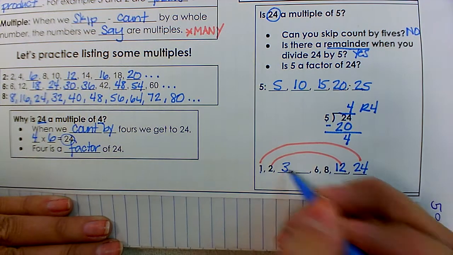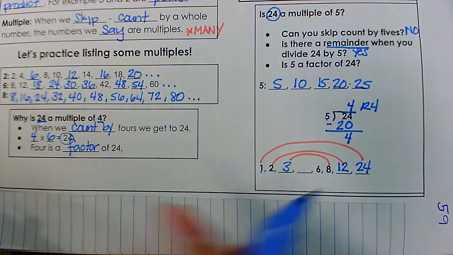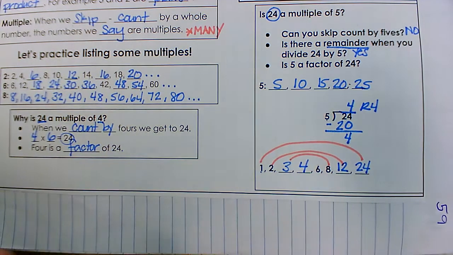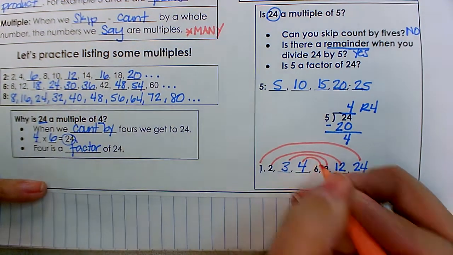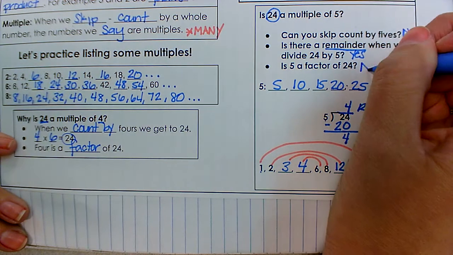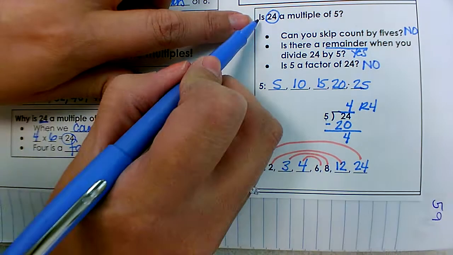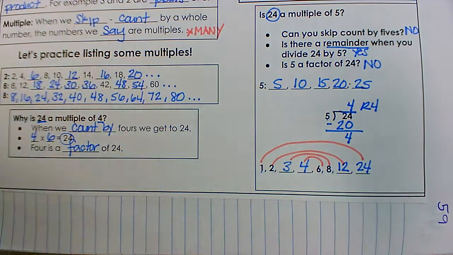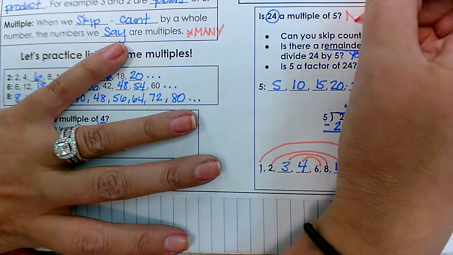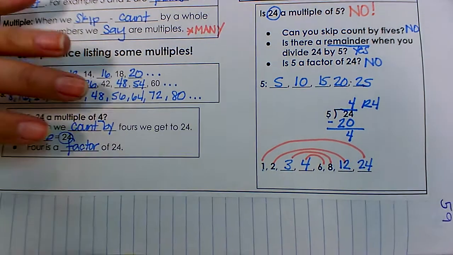I know that 3 times 8 equals 24. And 4 times 6 equals 24. Nowhere in my factor rainbow did I have 5. So no, 5 is not a factor of 24. So now I'm going to come back to my original question. Is 24 a multiple of 5? And my answer is no. So I could use any one of those strategies to check that answer.